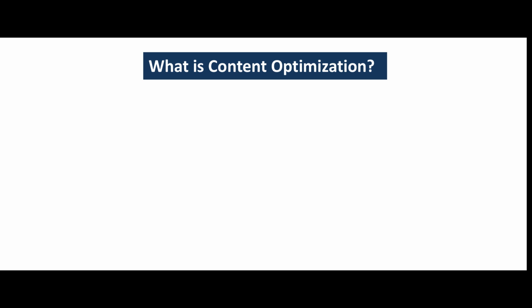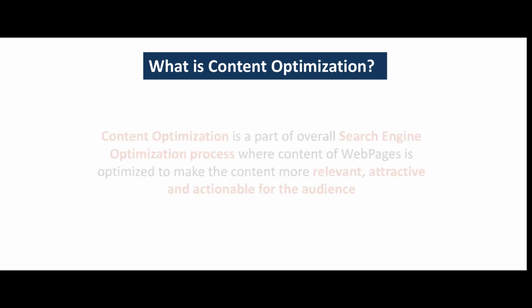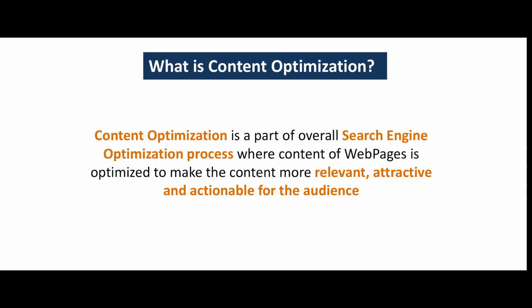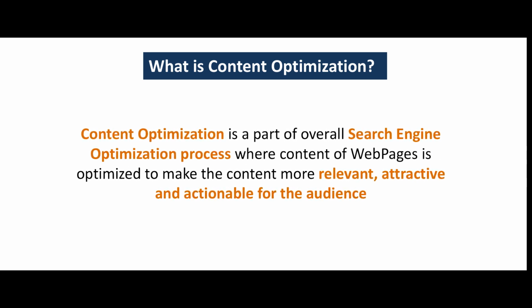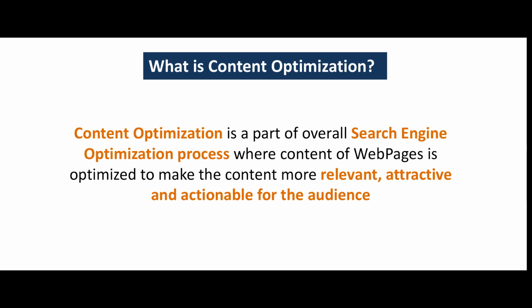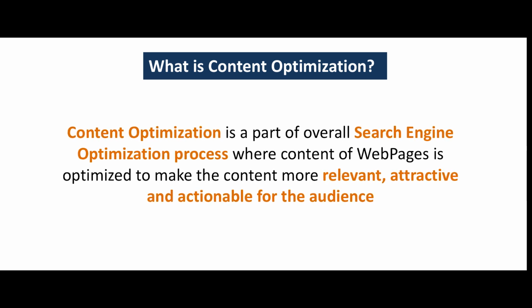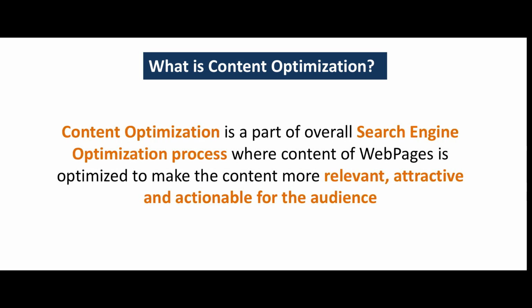So first of all, let us see what content optimization is. Content optimization is a part of the overall search engine optimization process where the content of the web pages is optimized to make the content more relevant, attractive, and actionable for the audience. The websites having relevant, attractive, and actionable content have better chances to be ranked high in the search engines.